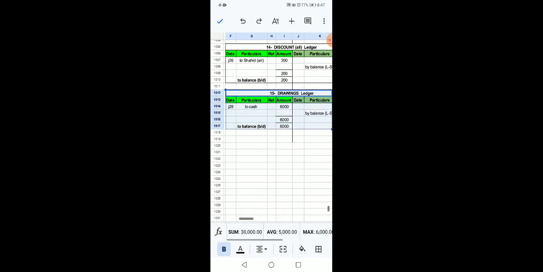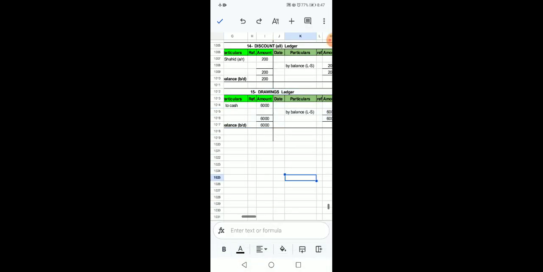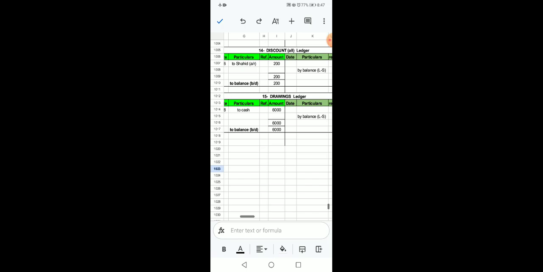Requirement completed. So mark it as done by putting a closing line over here. This balance, this was the sum, and it is not needed to be written over here. You may erase it. Everything else is okay. The drawings ledger is completed. Now let's see what the next ledger to be made is. The ledger for drawings we have made.